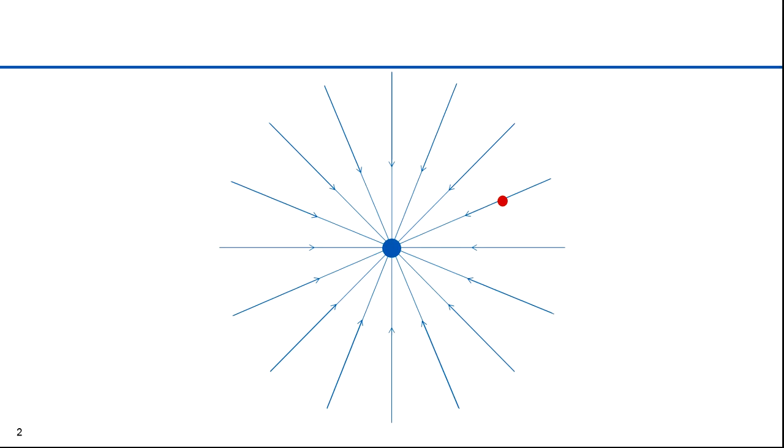Another kind of field is an electric field. If we change the central body from a mass to a positively charged particle, it sets up an electric field. If we place a negatively charged particle in the field, it will experience an attractive force. Electric fields are both attractive and repulsive. If we were to place a positively charged particle in this field, the arrows would go in the opposite direction.